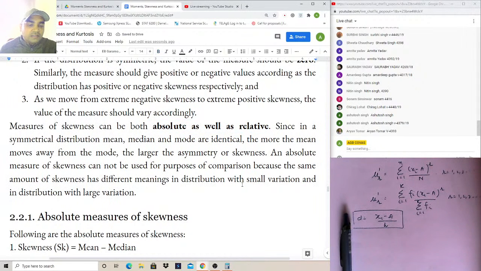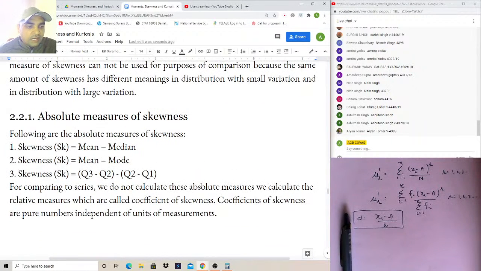Since in a symmetrical distribution mean, median, mode are identical, the more the mean moves away from the mode, the larger the asymmetry or skewness. An absolute measure of skewness cannot be used for the purpose of comparison because the same amount of skewness has different meaning in different distributions. So these absolute measures are used within a distribution, not between different ones. So what are these absolute measures of skewness?